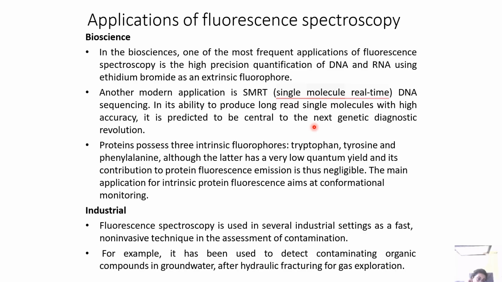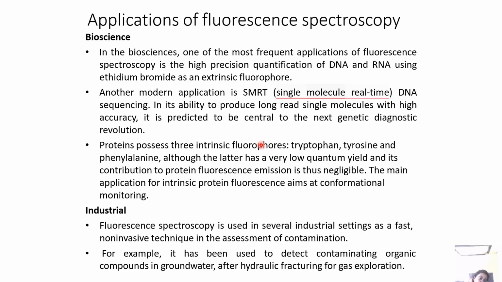Now, proteins possess three intrinsic fluorophores, tryptophan, tyrosine, and phenylalanine. Although the latter has a very low quantum yield and its contribution to protein fluorescence emission is thus negligible. The main application for intrinsic protein fluorescence aims at conformation monitoring.